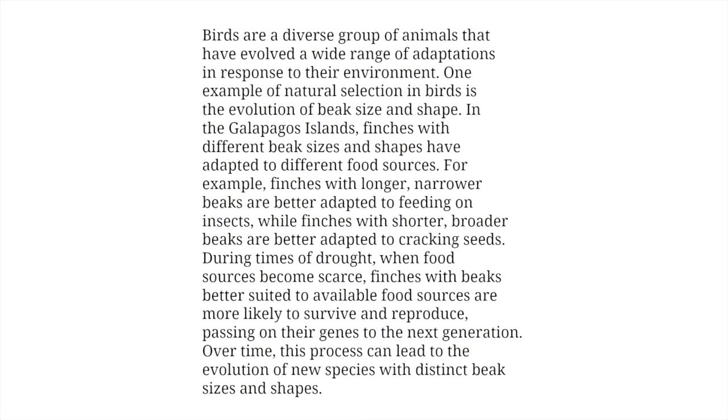For example, finches with longer, narrower beaks are better adapted to feeding on insects, while finches with shorter, broader beaks are better adapted to cracking seeds. During times of drought, when food sources become scarce, finches with beaks better suited to available food sources are more likely to survive and reproduce, passing on their genes to the next generation. Over time, this process can lead to the evolution of new species with distinct beak sizes and shapes.